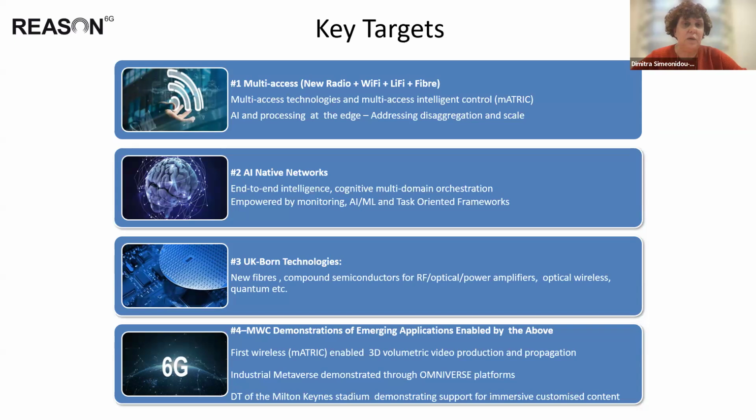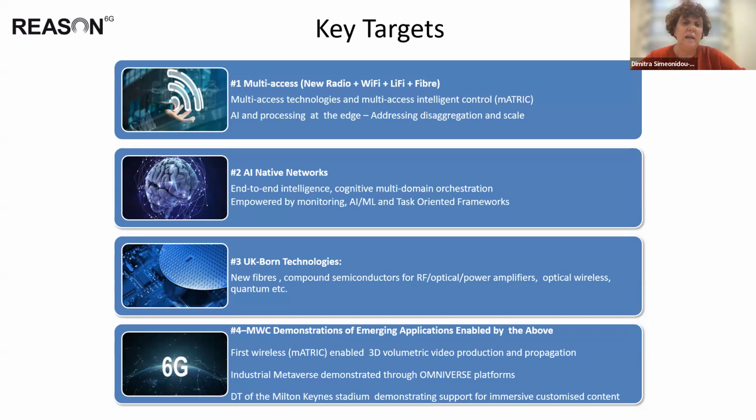The 3 technology areas that we are working on in REASON. The first one is multi-access, or multi-technology access. We strongly believe that when we are looking at 6G, cellular radio is not going to be the only access technology choice. So we are looking at solutions that bring and integrate together new radio, old radio, but also emerging Wi-Fi, Li-Fi, and fiber. And we are developing solutions that seamlessly integrate and intelligently control these technologies together, so we can provide not only seamless connectivity on the access side, but also use multiple technologies to enhance uplink capacity for emerging applications. Of course, AI and edge compute is very important in delivering that multi-access environment.